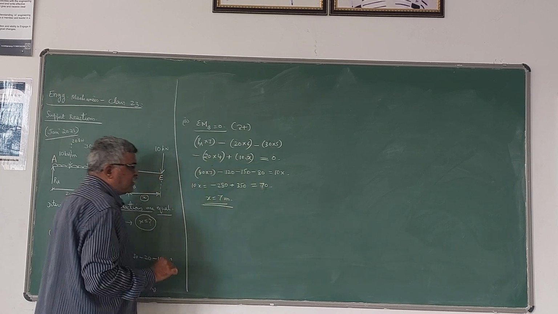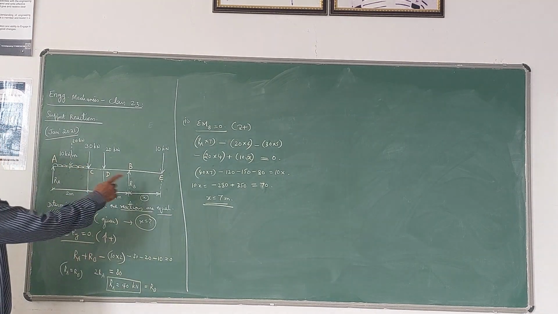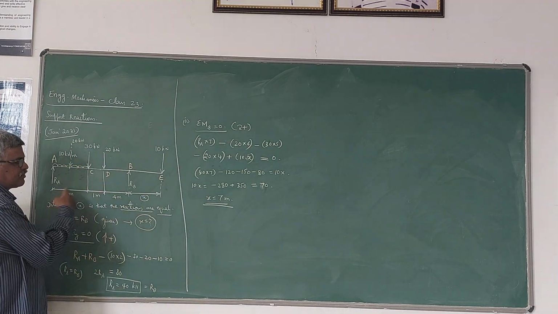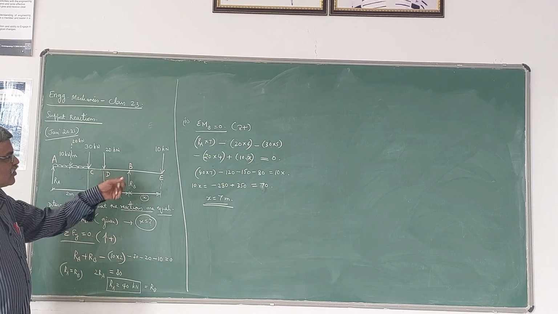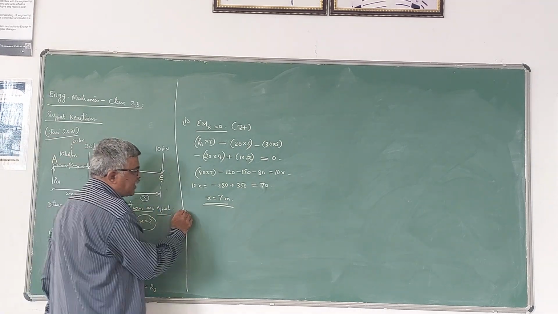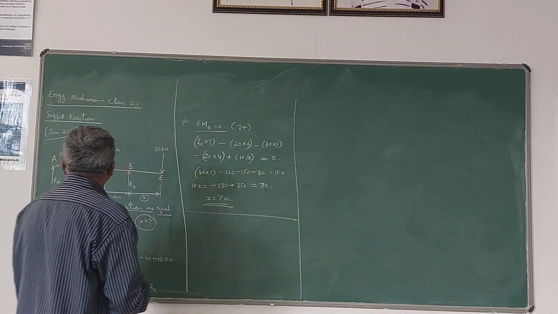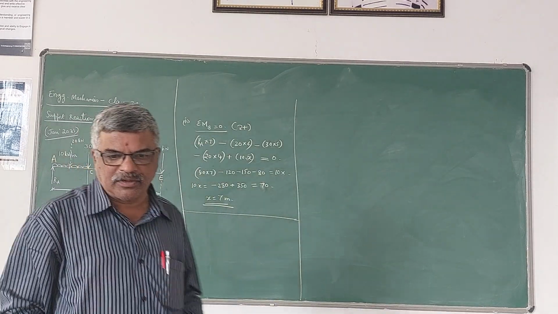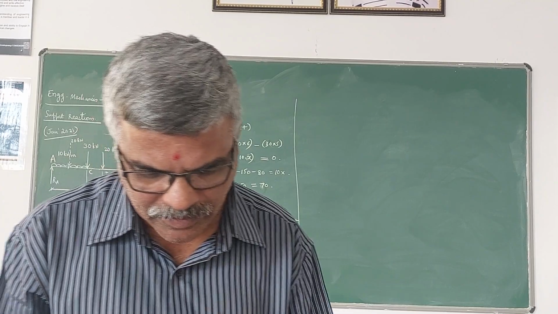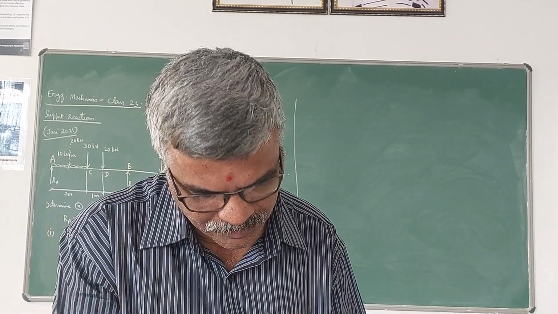So if the distance x is 7 meters, then these two reactions will be equal. So that is the concept here. It is a simple problem carrying 8 marks in the examination. Now I will take up one more problem from the examination question paper. The problem runs like this.